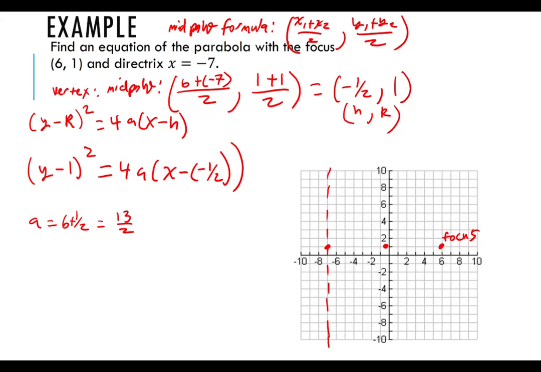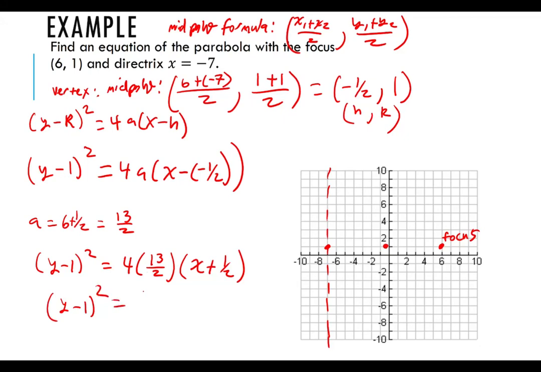Then our equation is specifically going to be (y minus 1) quantity squared equals 4 times 13 halves times (x plus a half). If you wanted to clean up this 4 times 13 halves, that's going to be (y minus 1) quantity squared equals 26. 4 divided by 2 is 2, 2 times 13 is 26, times (x plus a half). And so there's our equation.